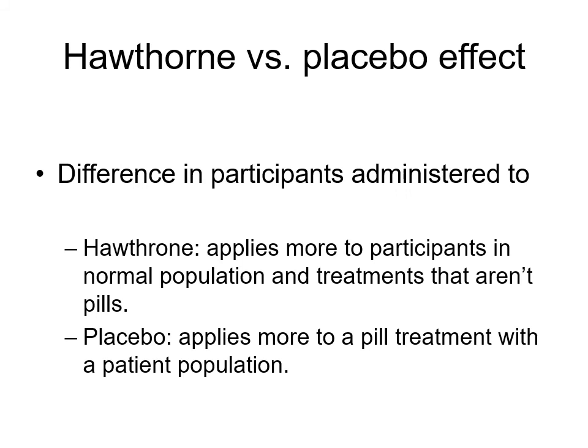Okay, now Hawthorne effect versus placebo effect. There are some subtle differences. They both have to do with some sort of persuasion or mental suggestion. But the main difference is that the Hawthorne effect applies more to participants in the normal population and to treatments that aren't pills. Placebo applies more to a pill treatment with a patient population. Okay, so that's the main difference.